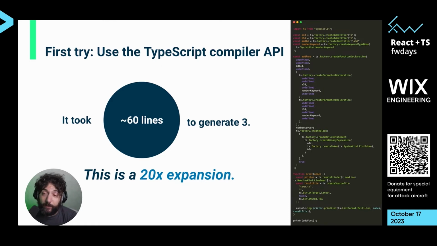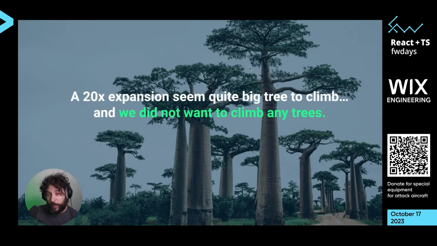You can see that we create an identifier, we create another identifier, and a third identifier, and then we create a function declaration with all of those things. It's a lot. Now you can read it, but it's complex, right? And then we go and print the output. Can we do something better than this? Well, these are two problems for me. The first one is that this is completely disconnected from the code that we were using before. It also uses a lot of lines to generate a tree, and this seems a gigantic tree to climb. I really didn't want to climb any trees for this, because I was in a rush and had no time.